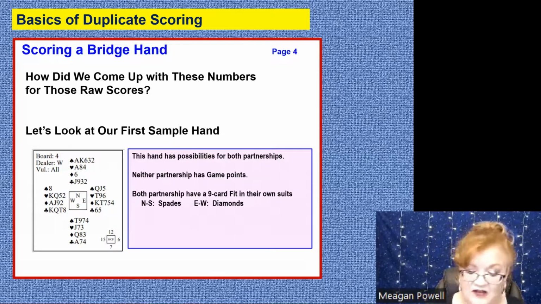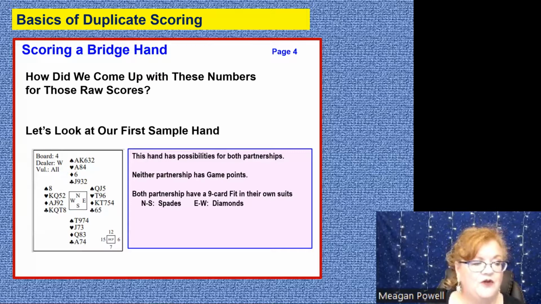Notice this is like a lot of other hand record samples I've sent you in classes. If you look in the upper corner of this hand, you'll notice the board number, board 4. You'll notice who the dealer was. And oh, look, vulnerability. It's telling you that all 4 of you are vulnerable on this hand.